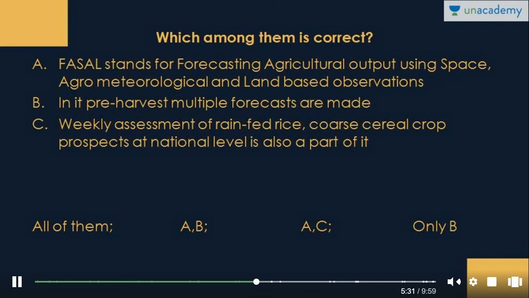So looking at options here, the first one is absolutely correct. The full form of FUSL is as given. B. Yes, there are multiple forecasts and this is done before harvesting in order to gauge what can be the possible harvest there. And if you look at option C, now you might think this is wrong. Why? Because it is very difficult to do weekly assessments. But yes, this is absolutely correct. Weekly assessment at that too at national level is done using FUSL. So hereby all of these are the correct options.